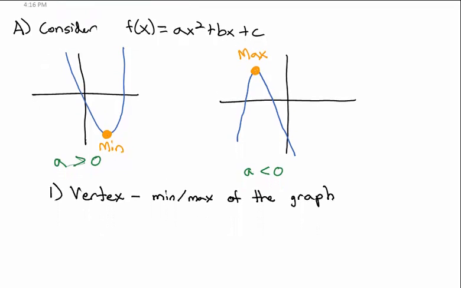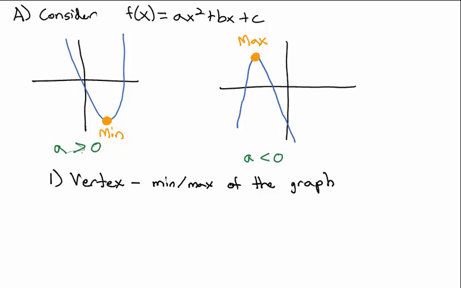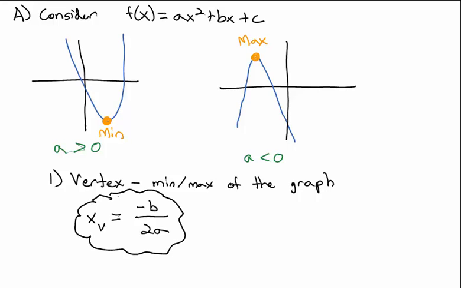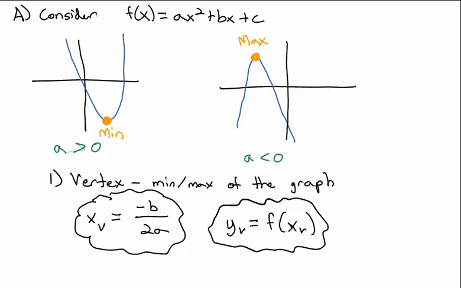And the way we can find this min or max is quite directly using the formula that the x-coordinate of the vertex is equal to the opposite of b over 2a. Notice it's the quadratic formula without the square root part. The opposite of b over 2a will tell us the vertex, or at least the x-coordinate of the vertex. And then the way we find the y-coordinate of the vertex is we simply plug that x point back into the function, and that's going to evaluate for us the y value.